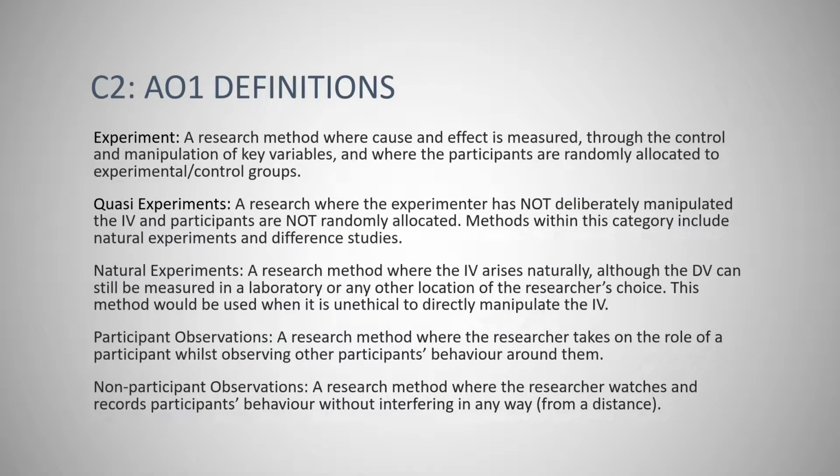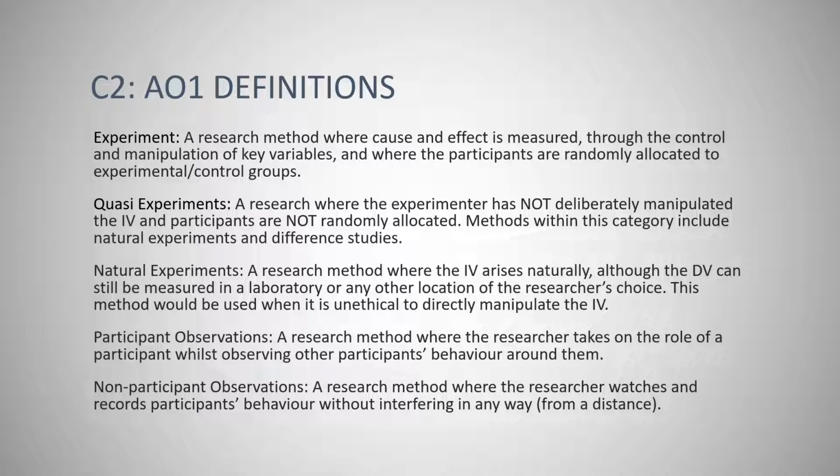So an experiment is a research method where cause and effect is measured through the control and manipulation of key variables, and where the participants are randomly allocated to experimental / control groups. Quasi-experiments are a research where the experimenter has not deliberately manipulated the IV and participants are not randomly allocated. Methods within this category include natural experiments and difference studies.